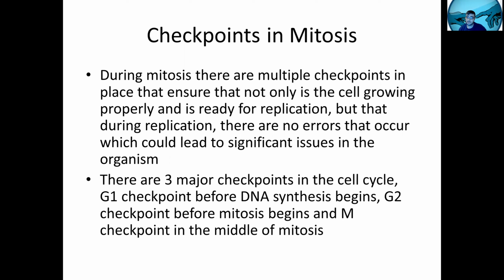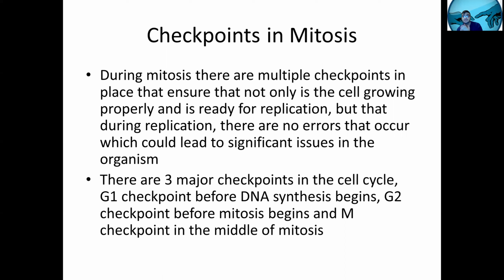There's the G1 checkpoint before DNA synthesis begins, and this one is just to make sure that the cell is growing properly, right? This is at the end of G1 going into DNA replication. This just makes sure that the cell is growing properly, everything's good with the cell inside, and it's ready to divide. Then there's the G2 checkpoint before mitosis begins. So this is after the DNA has already replicated, and now the cell has two copies of all its DNA information, but the actual mitosis, the actual splitting, hasn't begun yet. And this is at the end of the G2 phase.